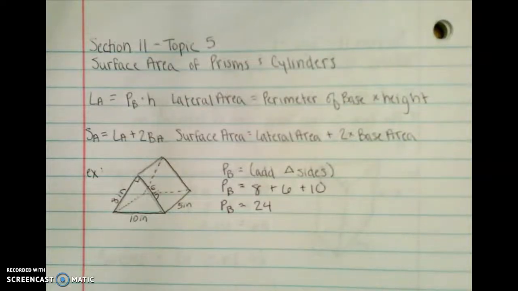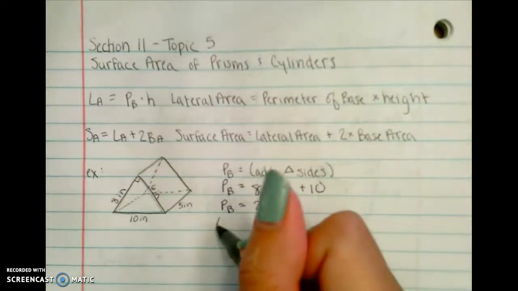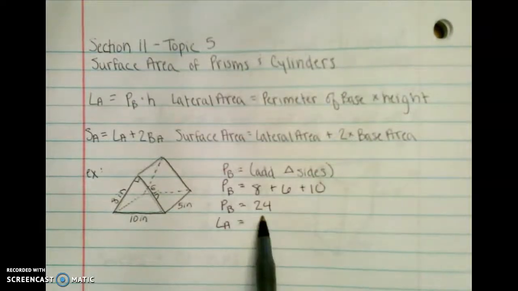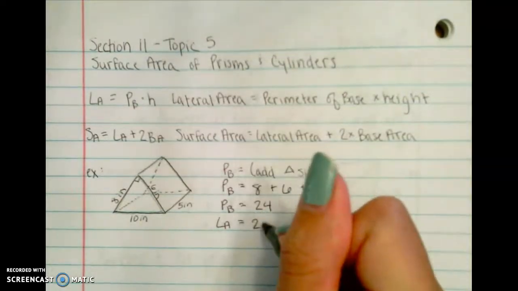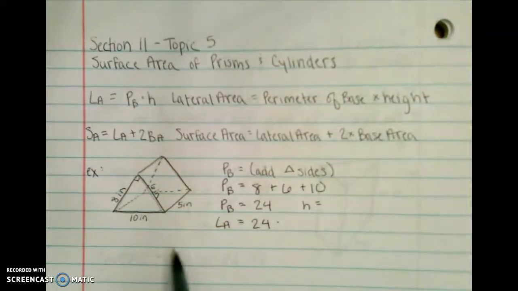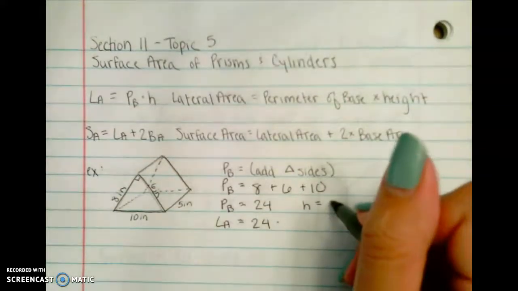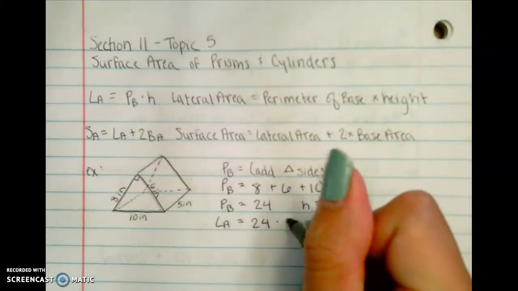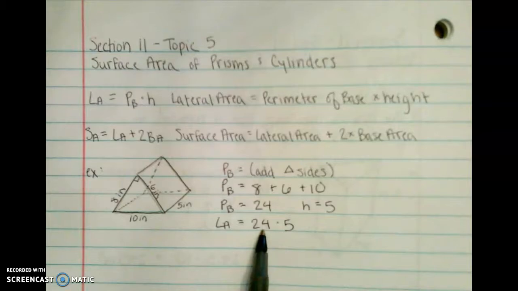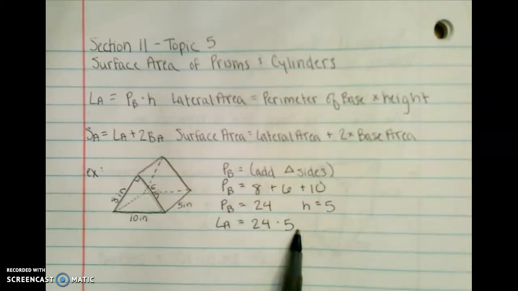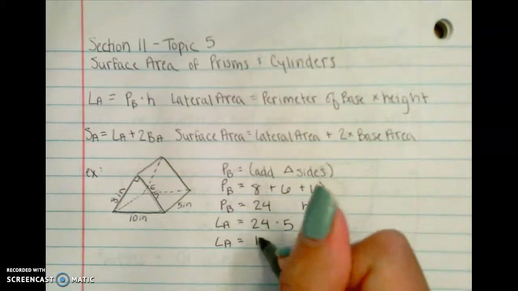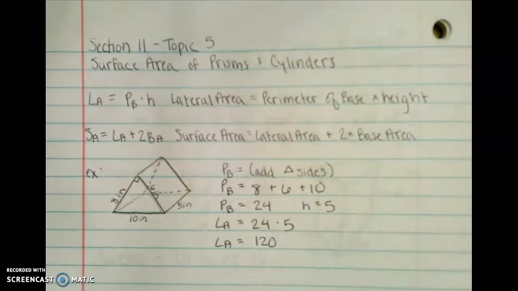In order to calculate lateral area, you need the perimeter of the base, which is 24, times the height of the figure, which we know is 5. When we multiply the perimeter of the base times the height, that's our lateral area. For this figure, it's 120 inches.